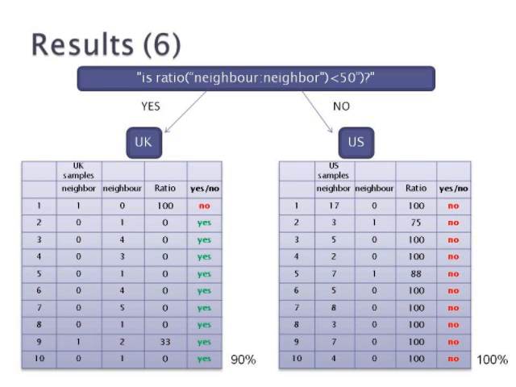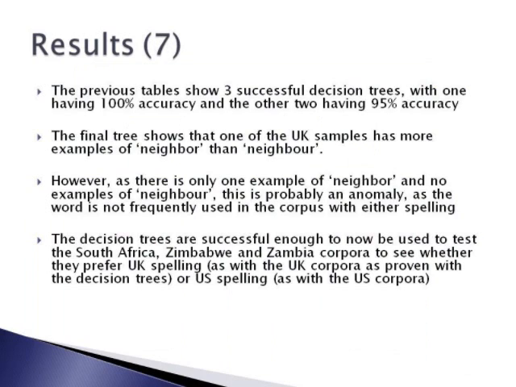This tree shows that one of the UK samples has more examples of American neighbour than British neighbour. However, this is probably an anomaly, as the word is not frequently used in the corpus with either spelling. The previous tables show 3 successful decision trees, with one having 100% accuracy, and the other 2 having 95% accuracy.